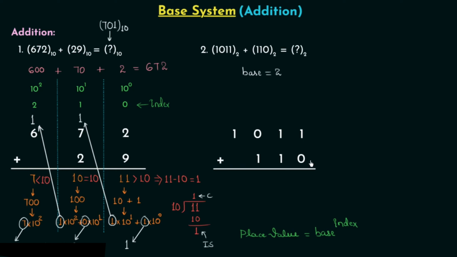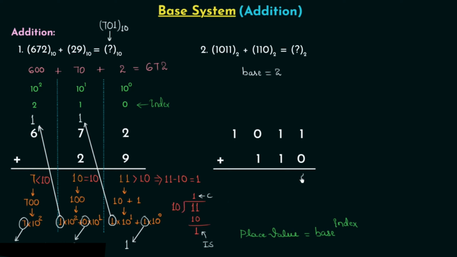The first digit has the place value 2 power 0, which is 1. The next has the place value 2 power 1. The next has the place value 2 power 2, and the last has the place value 2 power 3. And this time, we will not go and do the tedious calculations keeping in mind these place values. We will simply be using the divide by base method to find the final answer. So let us start now.